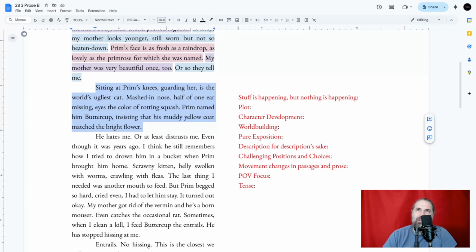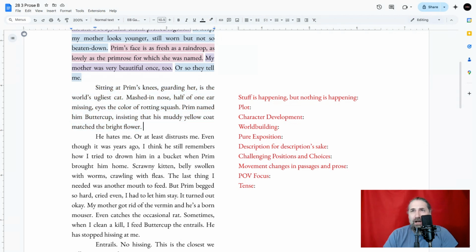"Sitting at Prim's knees, guarding her, is the world's ugliest cat. Mashed in nose, half of one ear missing, eyes the color of rotten squash. Prim named him Buttercup, insisting that his muddy yellow coat matched the bright flower." Okay. Yeah, there's character development in there because Prim did something, right? And then there's world building because of the bright flower and the buttercup, right?